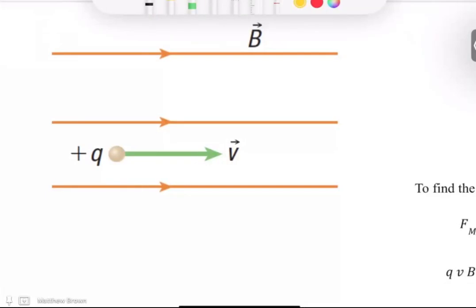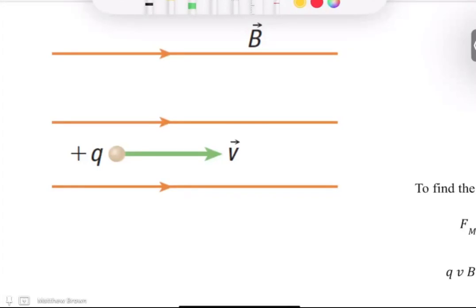What should happen here? We've got the velocity of a charged particle moving to the right. We've got the magnetic field indicated, which also right now looks like it's going to the right. In what direction do we expect there to be a force on the particle?